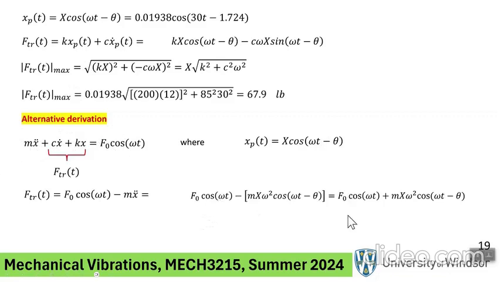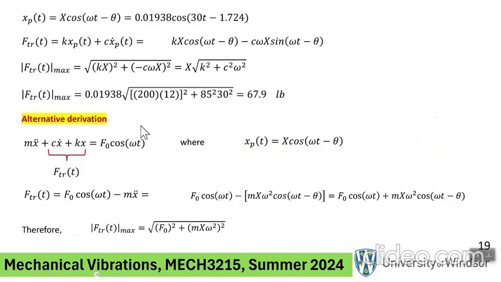When we do it, we get this expression: f naught cos omega t minus mx double dot. We know what x is, differentiate it twice, and you get that. Okay? And it looks like we are in this situation, something like that.